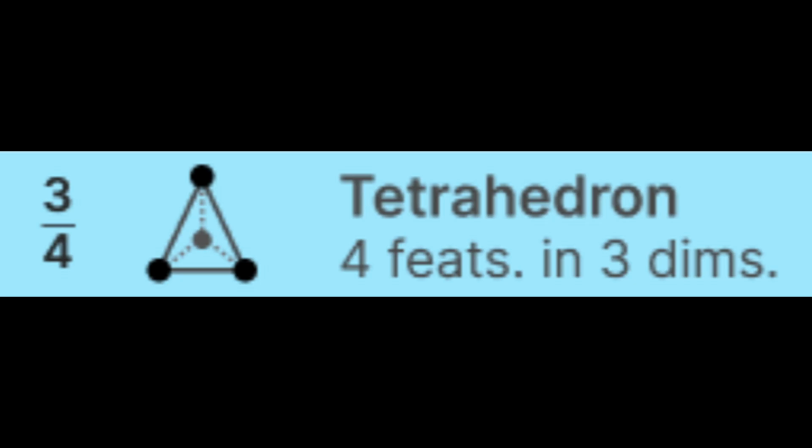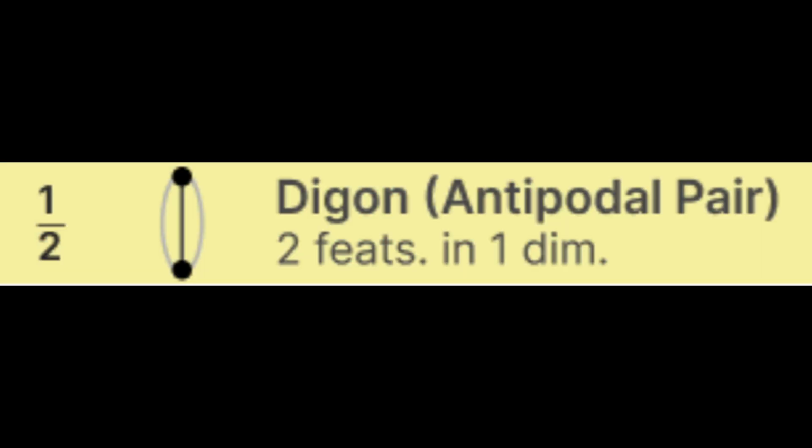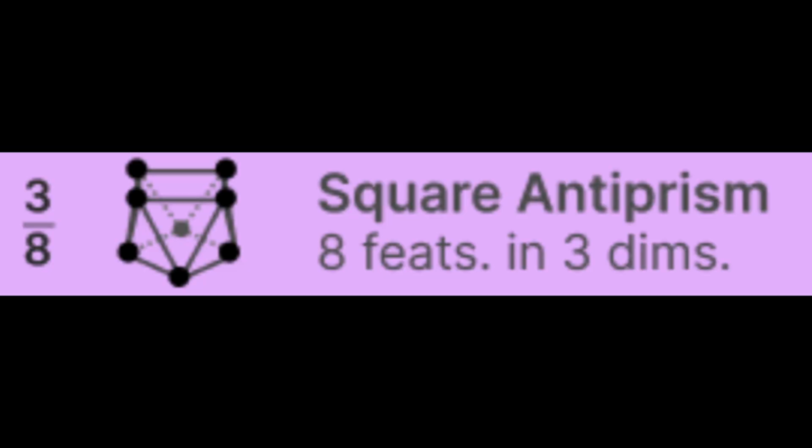For example, look at the structure here for a feature with a dimensionality of 3/4. This means that each feature takes up 3/4 of the direction it's pointing in. In order for the model to do this, it organized these features into a tetrahedron. Similarly, at a dimensionality of 2/3, the features were organized in a triangle. At 1/2, we have antipodal pairs, and so on for other shapes at 2/5 and 3/8.